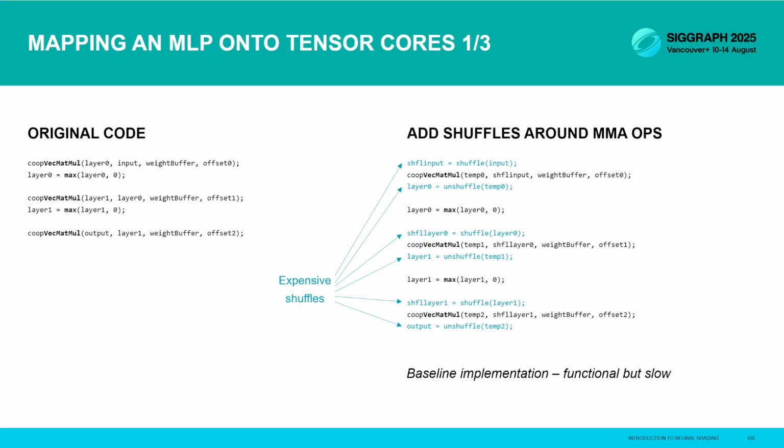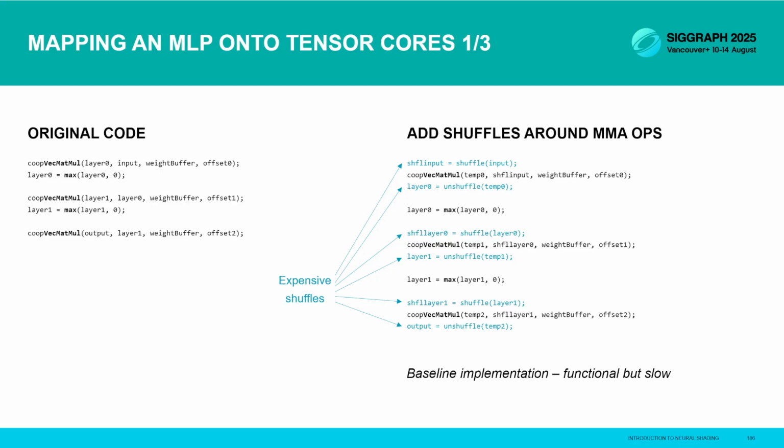That was the matrix operand, but what about the input and output vectors? The inputs are typically assembled in local variables, not memory, and the outputs also land in local variables. So they must be shuffled into Tensor Core compatible layouts by the shader.